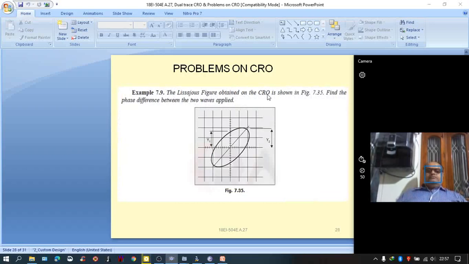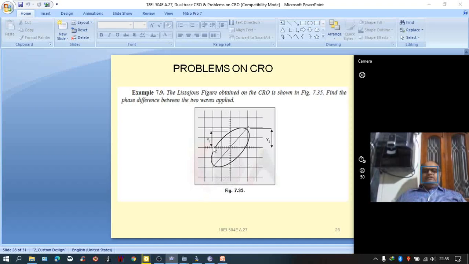A problem is given here in which an ellipse is formed as a Lissajous pattern, which indicates that the frequencies of the two signals are the same, but they are at different phase angles. And how much is the phase angle? We have to calculate it using this graticule measurement and the formula application.